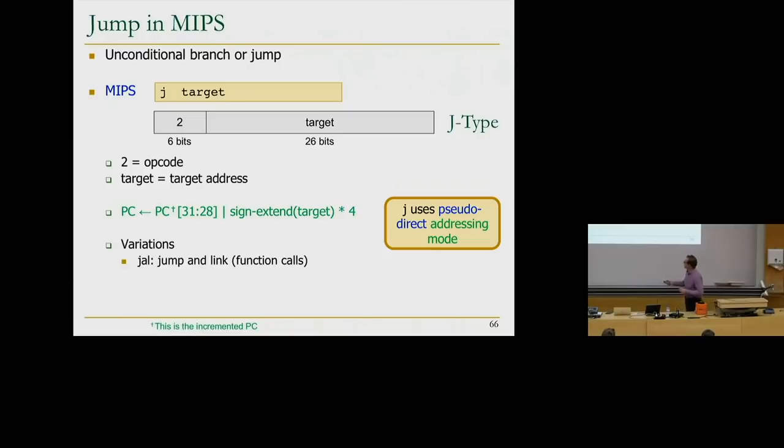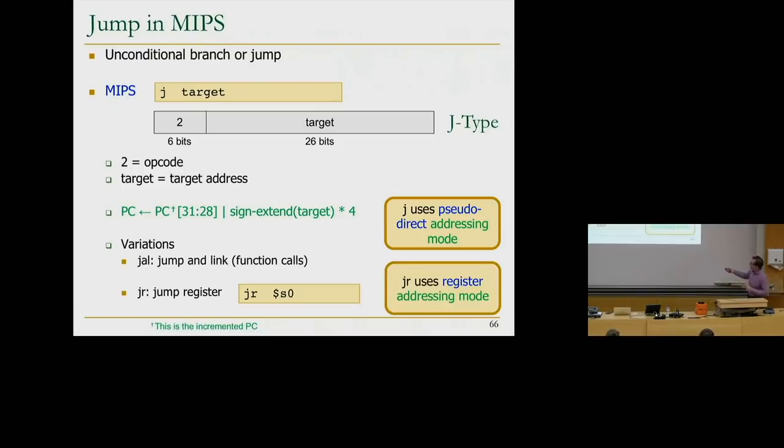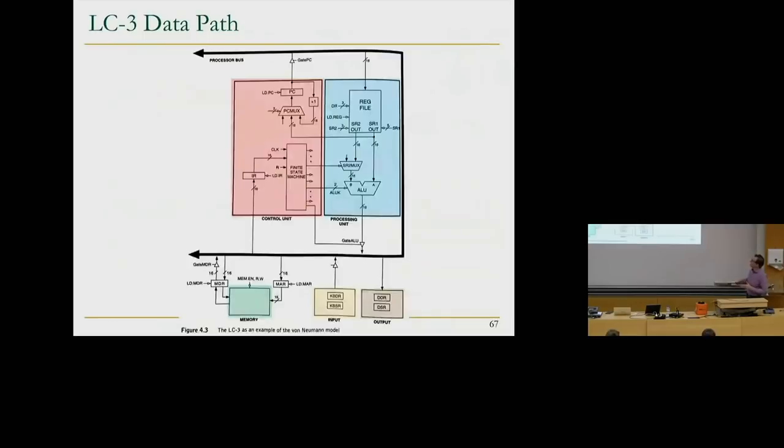There are a bunch of variations. Jump and link is useful for function calls. We'll see that again. Jump register is actually what I showed you earlier. This is the jump in LC3. You jump to the location that's indicated by the 32-bit value in the register S0 in this case. Basically, PC gets that value. So there are variations so that you can do different kinds of jumps. And this is the register addressing mode that's very similar to what I showed you earlier. Okay, so let's take a look at how this happens in the LC3 data path as well as some other stuff.